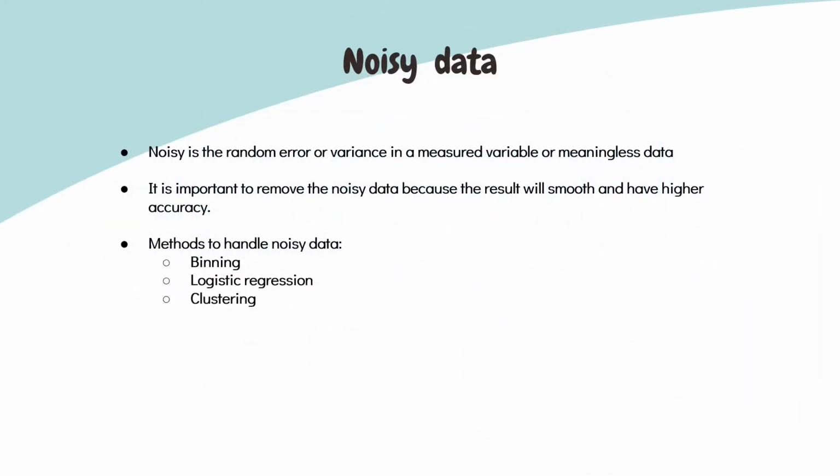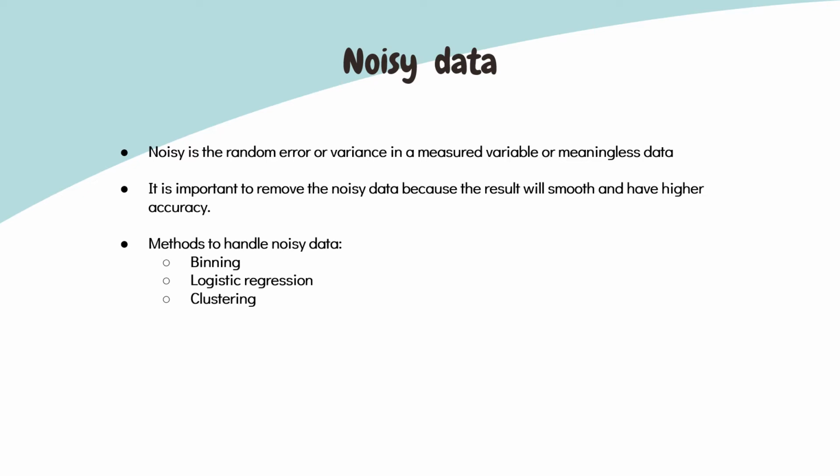Next, we proceed with noisy data. Noisy data is the random error or variance in a measured variable, also known as meaningless data. It is important to remove the noisy data because the result will be smoother and have higher accuracy. There are several methods to handle noisy data, such as binning, regression, and clustering, and others. For this dataset, we deal with the noisy data by removing the outliers and missing values.